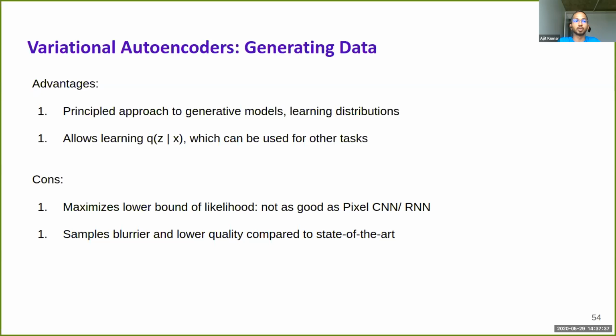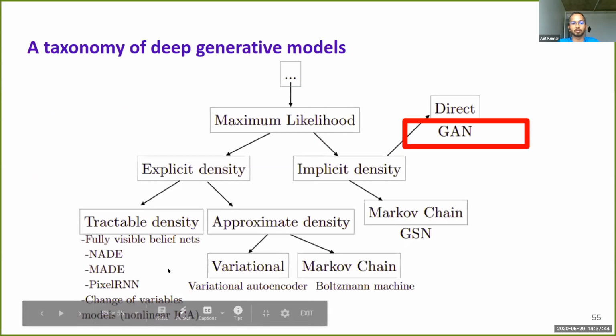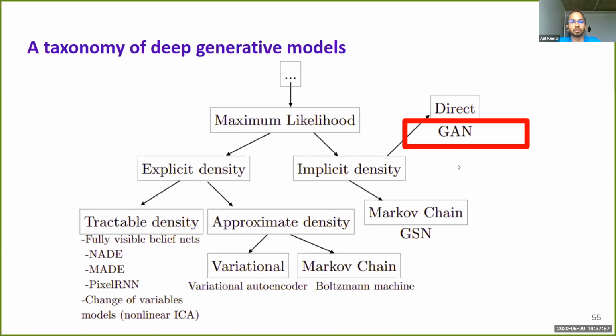So this was the whole background, the 2 models that we discussed, the pixel RNNs and the variational autoencoders. We saw some advantages and some disadvantages, and we'll see how GANs handle that. Any questions till now?